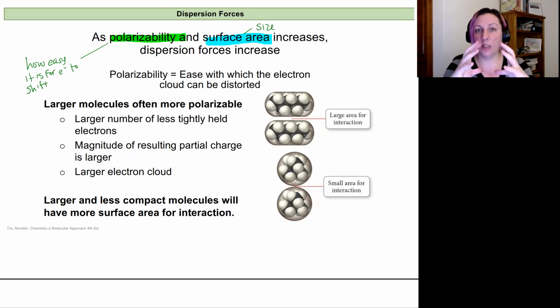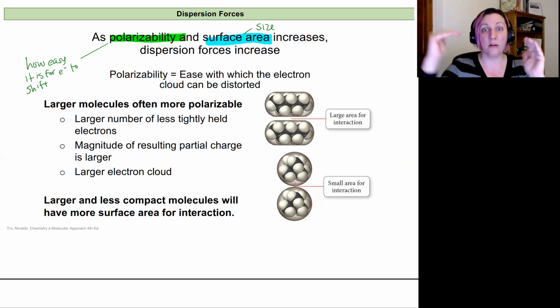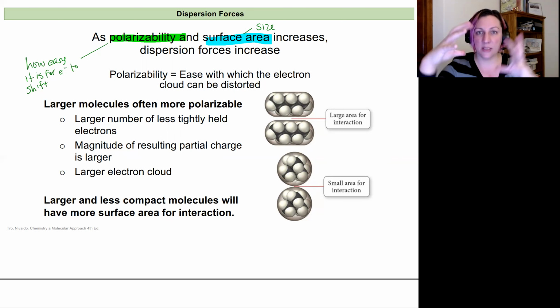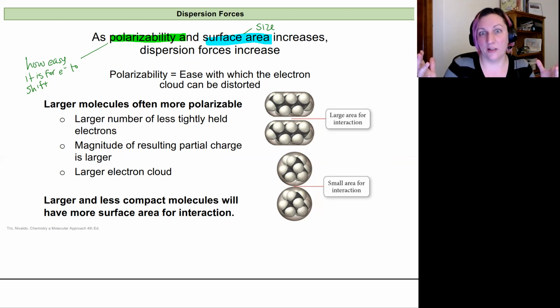Because in a larger atom, the valence electrons, the ones that we care about shifting around because they're interacting with other particles, are going to be a further distance from the nucleus. And so they will have less of an attractive force between themselves, the electrons and the nucleus, which allows them to have a little bit more freedom. And so they're more polarizable, or we'd say they're just easier to make a temporary dipole moment out of.